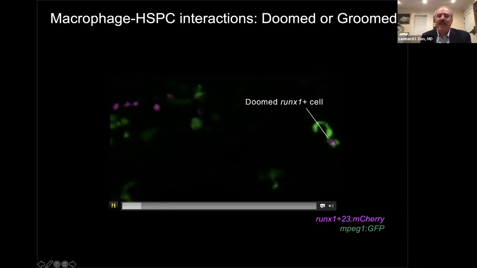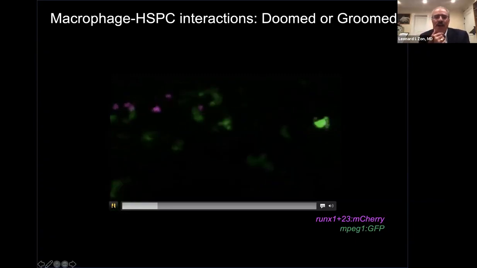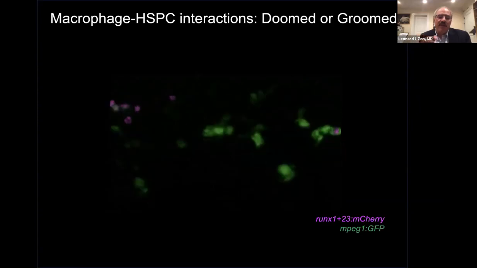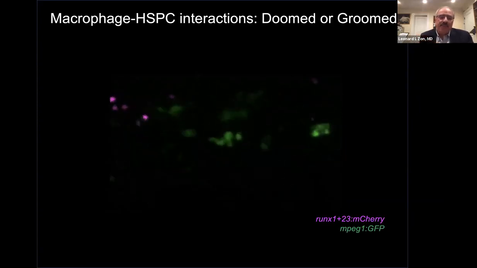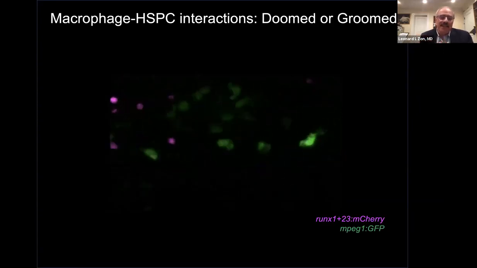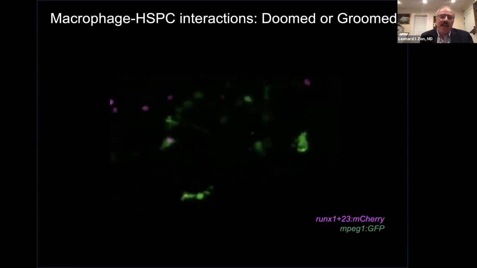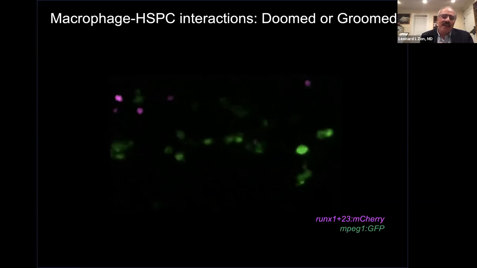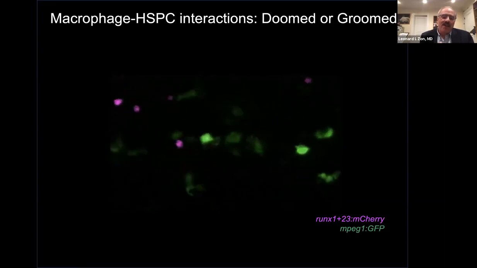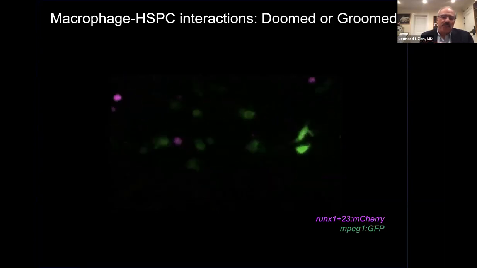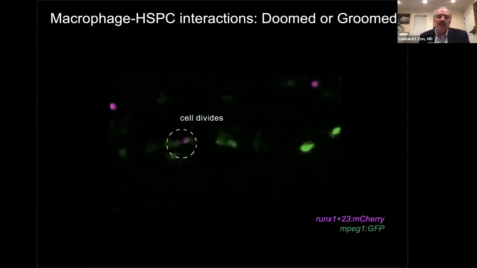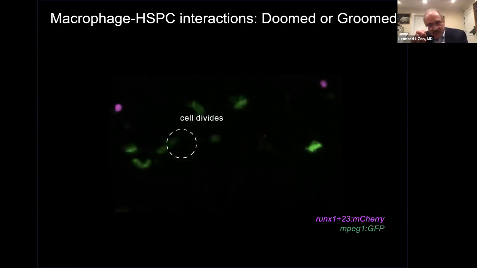Then he saw a second behavior where the macrophage and stem cell interacted, but instead of fully eating the stem cell, it actually just partially ate the stem cell, and then the stem cell divided. And it's almost as if the macrophage interacting with the stem cell is a licensing event for the stem cell to actually divide.